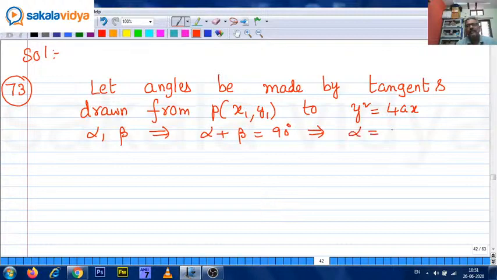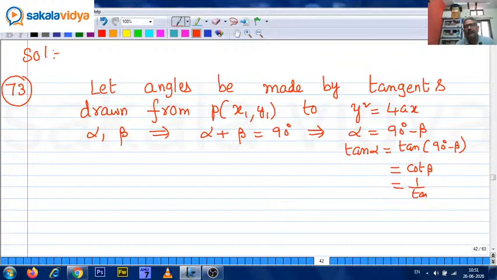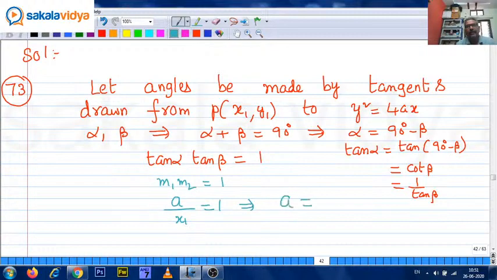That implies alpha is equal to 90 degrees minus beta. Apply tan. Tan alpha is equal to tan of 90 degrees minus beta. That is cot beta. Cot beta can be written 1 by tan beta. So we get tan alpha into tan beta equals to 1. Right. Let us say this is m1 m2 equal to 1. So a upon x1 equals to 1. A equals to x1.